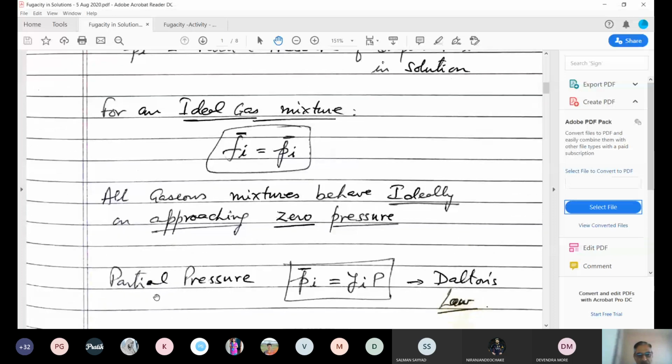Okay. So partial pressure P_i bar is equal to y_i into P. This is Dalton's law. You have seen this in PC. You should remember all those things, right? So partial pressure of any component i in solution is equal to nothing but mole fraction of that component into total pressure.